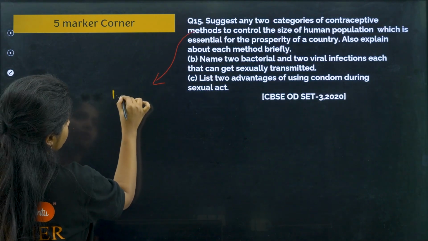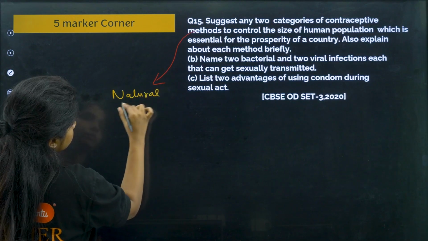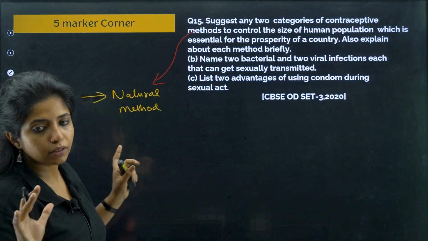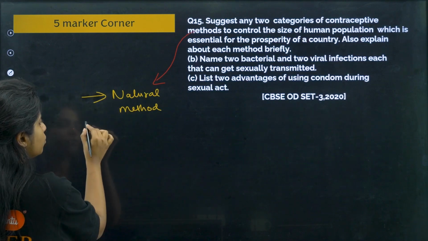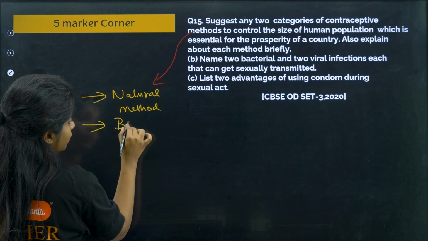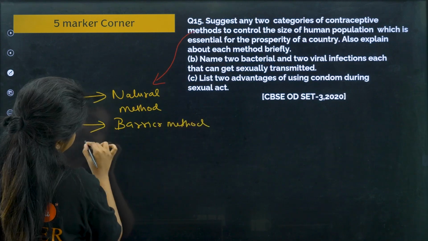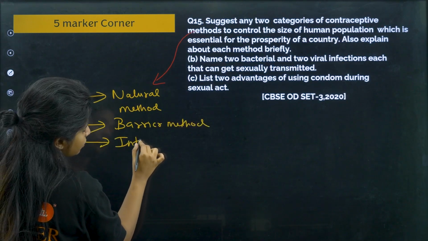So you have the natural method, my dear children, where we are not doing anything. It is a natural method that is happening, though we have some role. Then we have the barrier method. Then we have intrauterine devices.